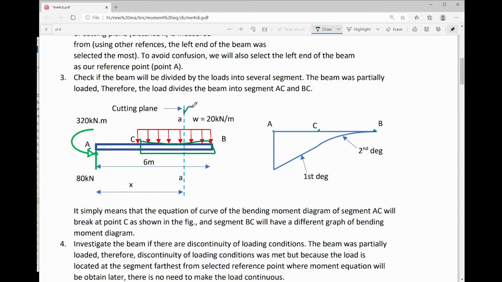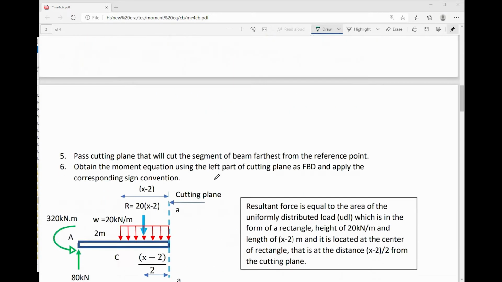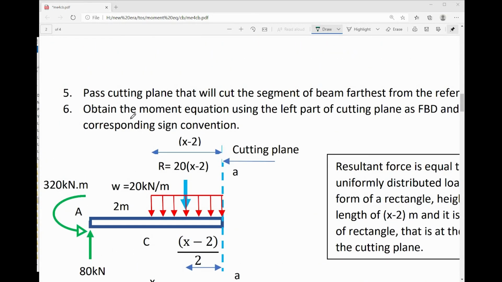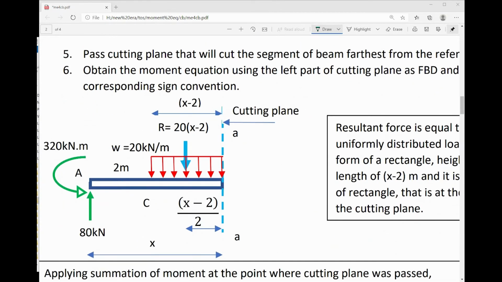Here is now our cutting plane, that is cutting plane A-A. We select the left part of the cutting plane as our free body diagram to obtain the single moment equation. The distance from point A up to the location of the cutting plane is arbitrary, that is x. Here is now our free body diagram after selecting the left part of the cutting plane as our FBD. We will now solve for the other distances in terms of x.